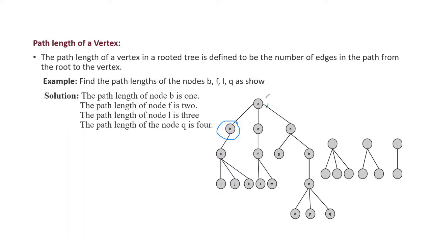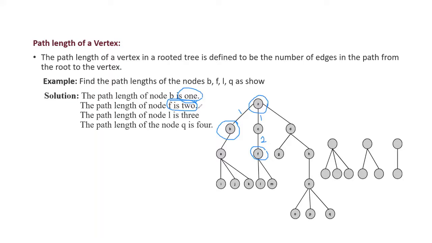Which one is the root here? This A is your root. So we have to find the path length of B. The distance is the number of edges from the root node to B. How many edges? That is 1. So the path length of B is 1. Second, the path length of F. So this is your F, right? The number of edges from the root node to F is 1, 2. So the path length of node F is 2.